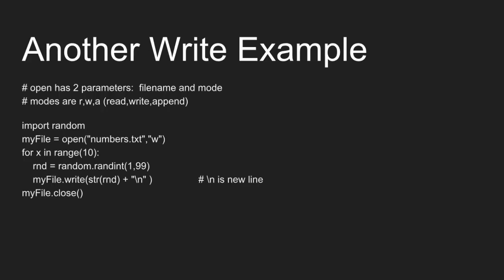Here's another example, a little bit more involved, but not much. We can import random, just use any of the functions we've done before. We're going to open a file called numbers.txt, a text file, and put it in write mode. So if we do this multiple times, it's going to overwrite numbers.txt each time, unless we use the A for append.